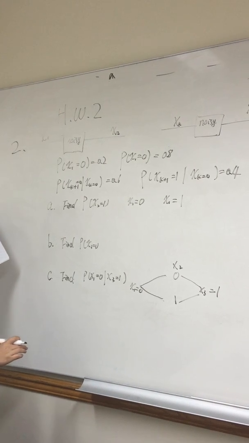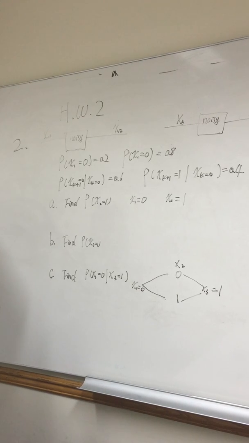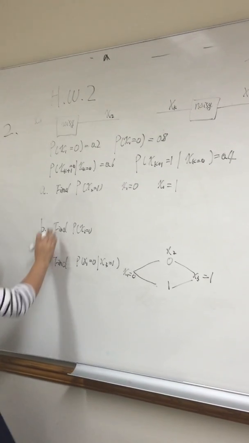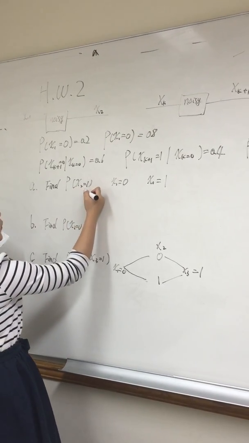I'm Xuelian Li. Now I'm doing the second question of homework 2 of probability. And the question is, let us find the probability when x2 equals 1.